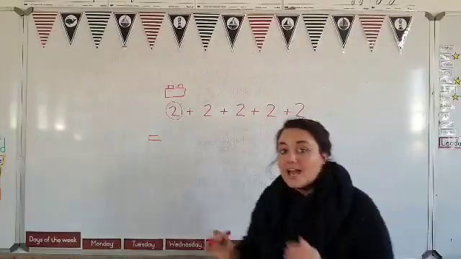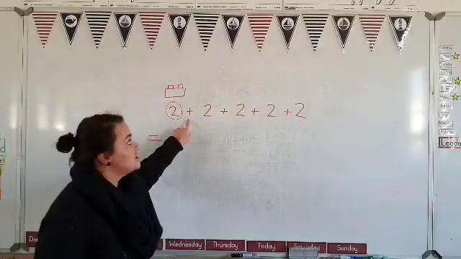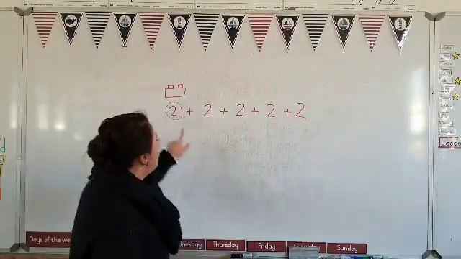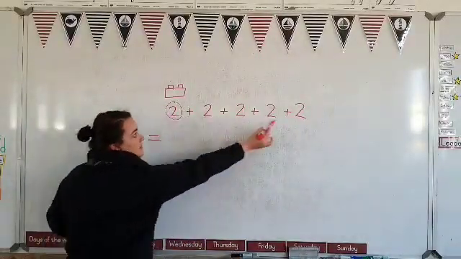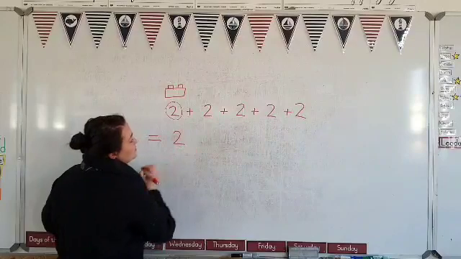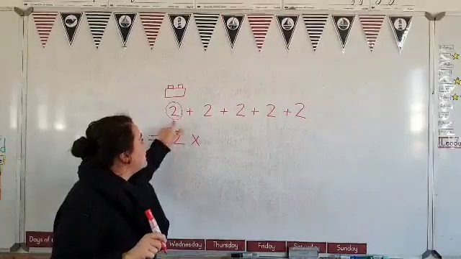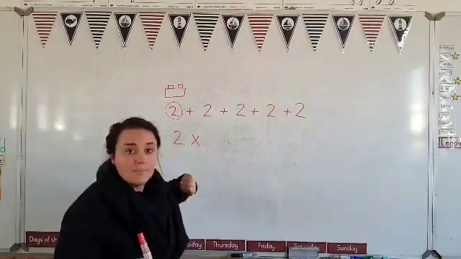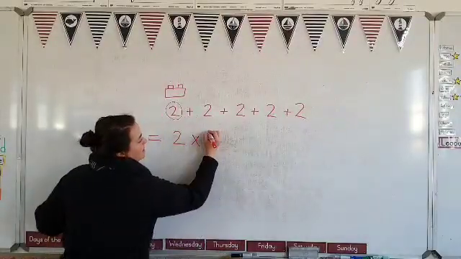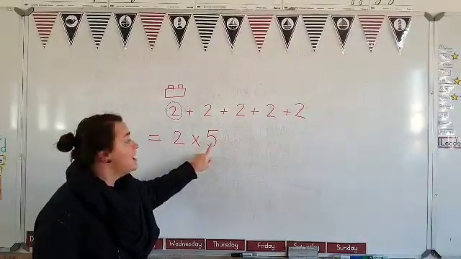So what do we know? As soon as we see one number is repeating, we can change it from addition, remember addition is plus, into multiplication. So that's what we're going to do now. So, which number is repeating? Number 2 times, how many times can you see the repeating of this number? The number is repeating 1, 2, 3, 4, 5 times. Therefore, we say 2 times 5.